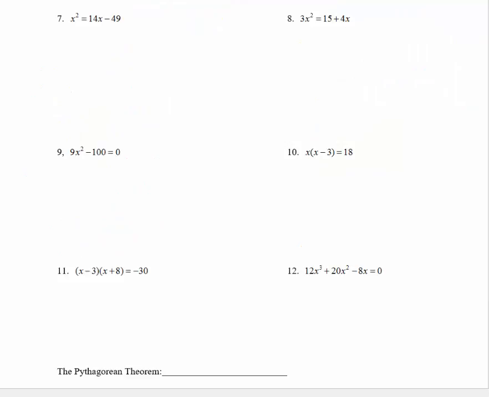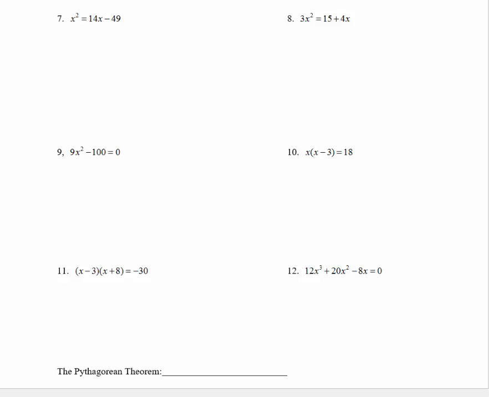Number 7. X squared equals 14x minus 49. So first things first, we want to make sure we have a 0 on the right-hand side, and that is not true. So I'm going to subtract over the 14x and then add over the 49. Now why would I not just bring the x squared over to the right-hand side? I could, but that leaves my x squared being negative, and I really like to factor with the coefficient of x squared being positive.